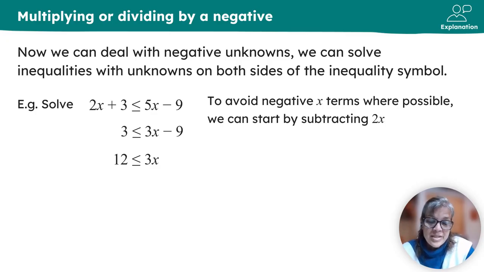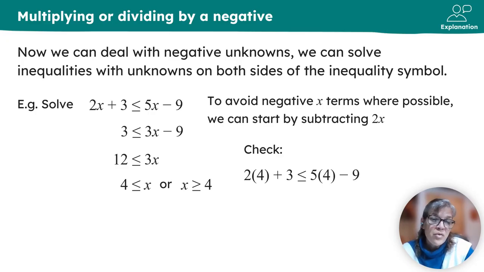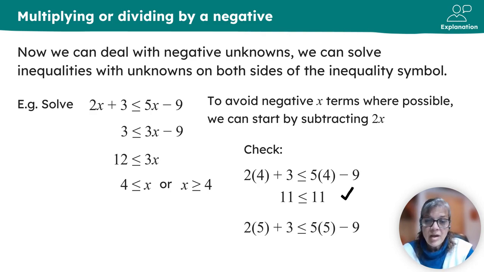If you followed through and did this one, you'd end up getting x is greater than or equal to 4. If you wrote it left to right, it would look like this. Again, if you have unknowns on both sides, you can still check by putting something back into the original. If I take something greater than or equal to 4, so 4 should work. Put 4 in, and look, it's equal. I could put something greater than 4 in, and I should get a true statement, which I do.